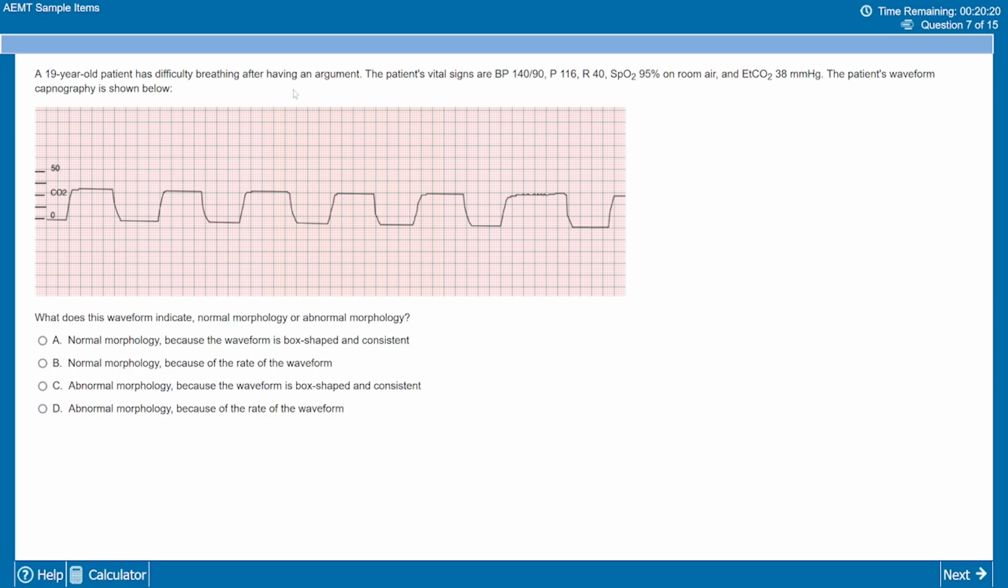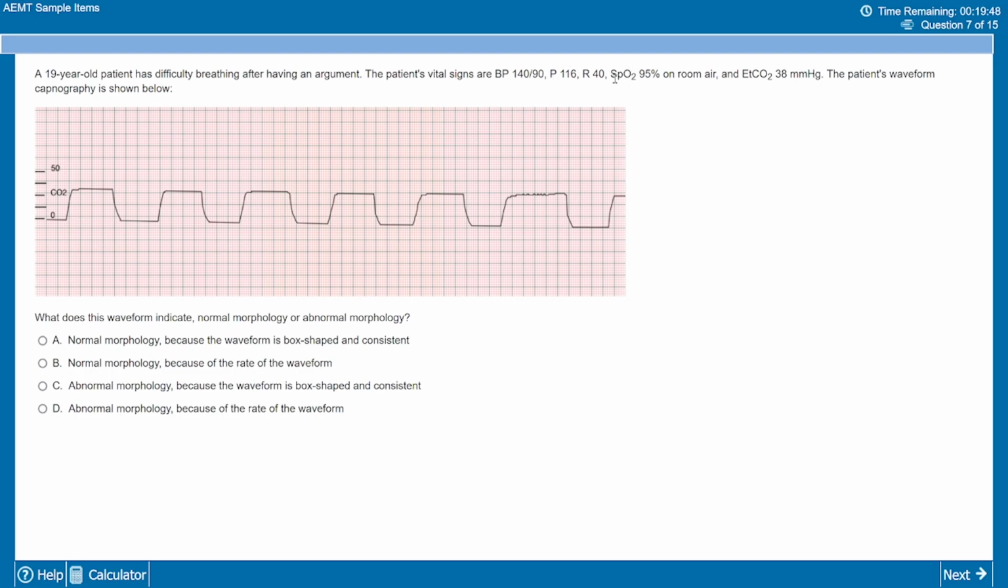Now, right off the bat, we can see that it's a 19-year-old patient, doesn't really matter, who has difficulty breathing after having an argument, so the difficulty breathing is semi-pertinent. The patient's vital signs: the BP is 140/90, so we know that that's elevated. The heart rate is 116, we also know that that's elevated. The respiratory rate is at 40, so that's also elevated. So we already have 3 bad vital signs here.